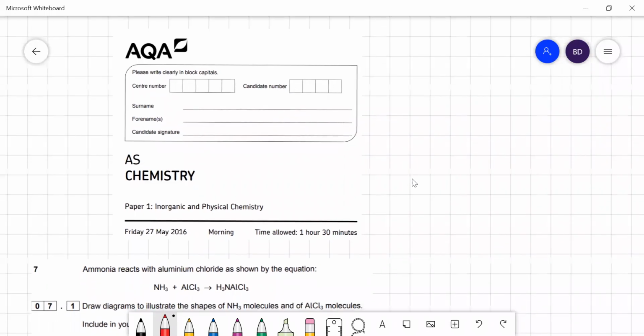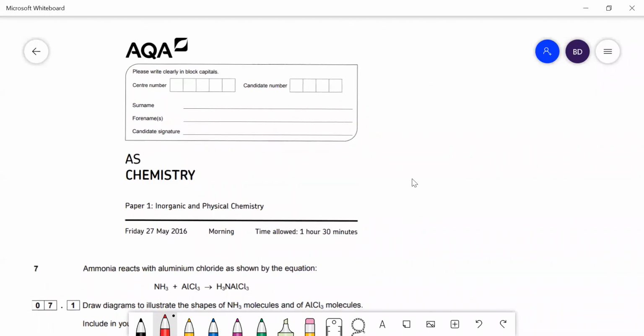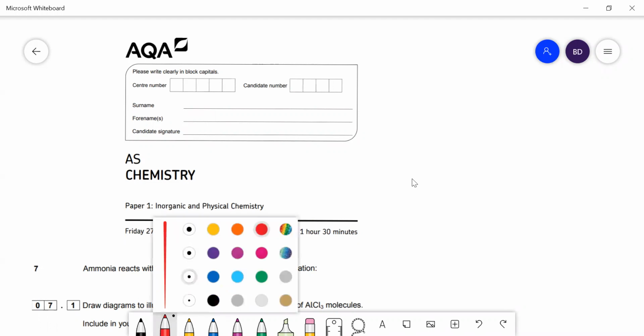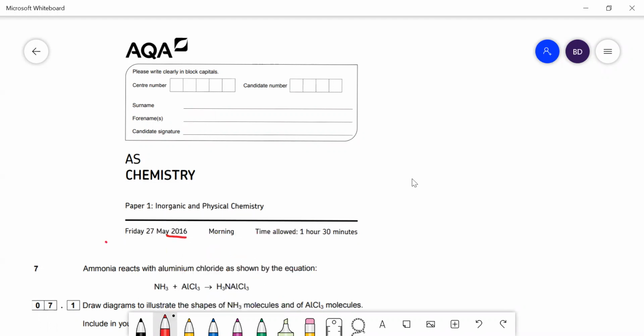Hi, here we are. This is AS Chemistry from AQA. This is paper 1 from 2016. I've already gone through the first half of this paper in an earlier video, and here is the second half.